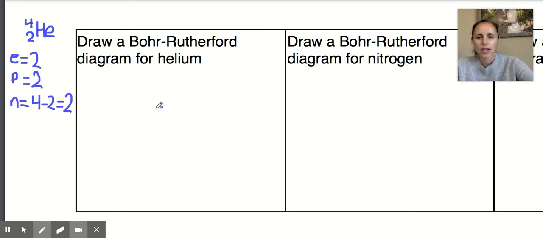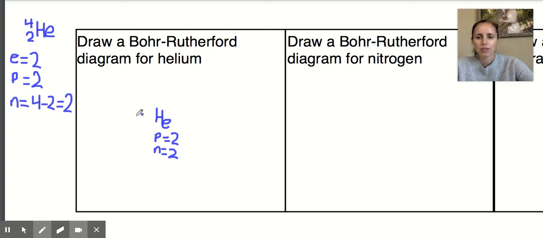So my Bohr-Rutherford diagram, I want to put my element symbol in the middle. I'm going to record my number of protons and my number of neutrons, because remember, those are my 2 subatomic particles that exist in my nucleus. Now notice that protons and neutrons are the same number in this case, not always the same number. But in this case, they happen to be. So don't assume, always do the math, but a lot of the time they do end up being the same number. Now I'm ready to start placing my electrons.